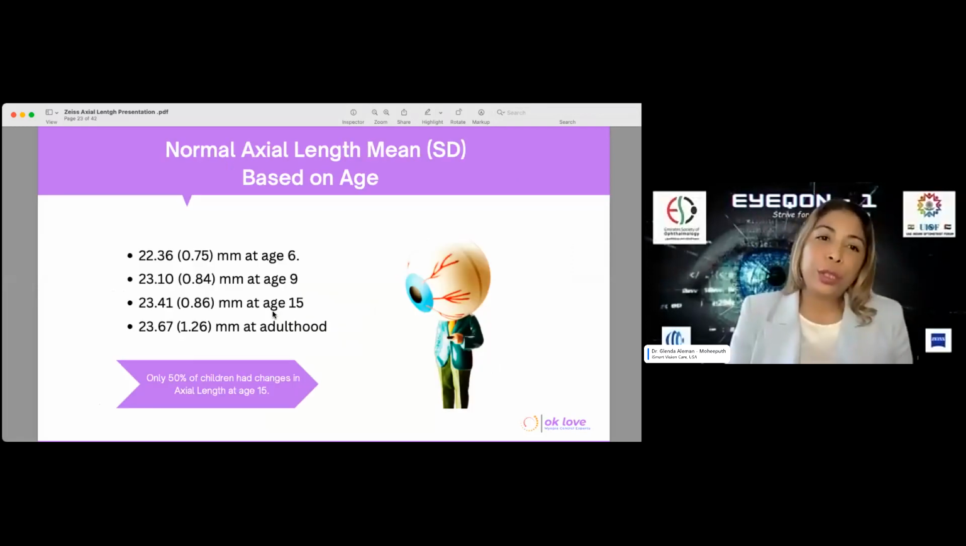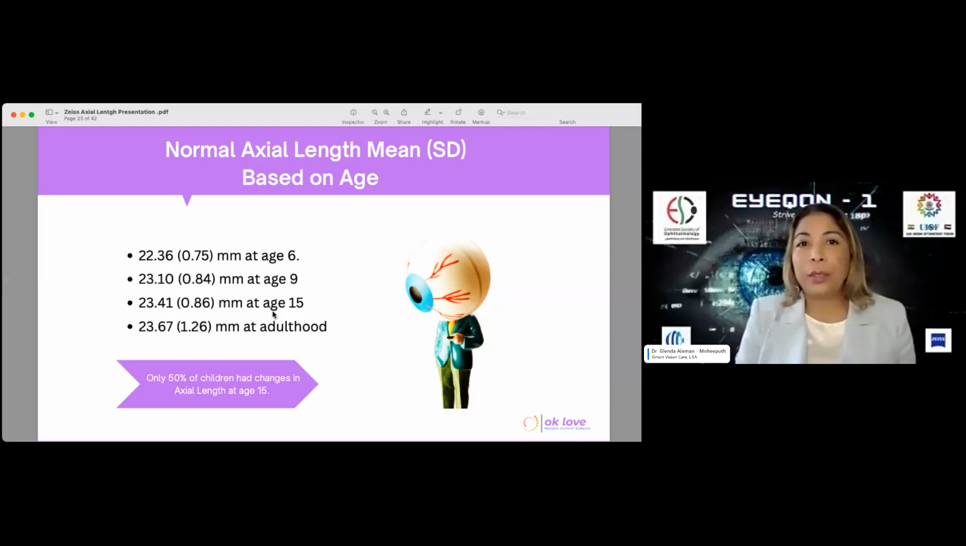Now, say we got a biometer because we're very good clinicians and we want to do the best thing for the patient. But if we have these great instruments and we don't know how to understand the data, that doesn't really help us a lot. So these are the normal axial length means.